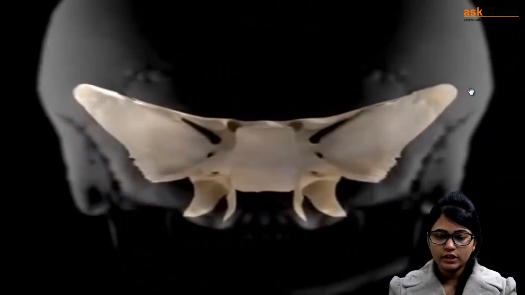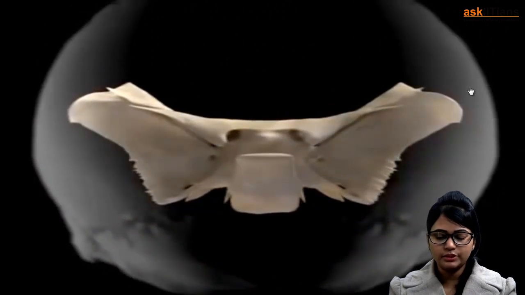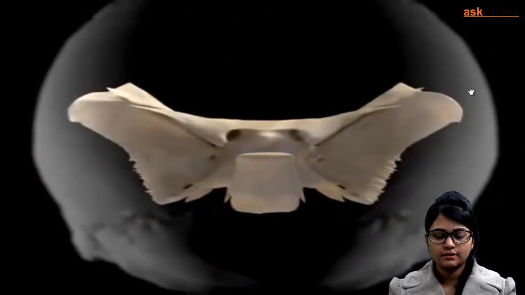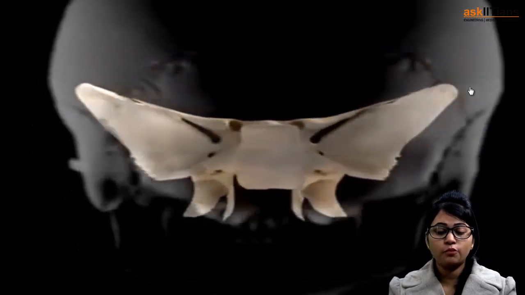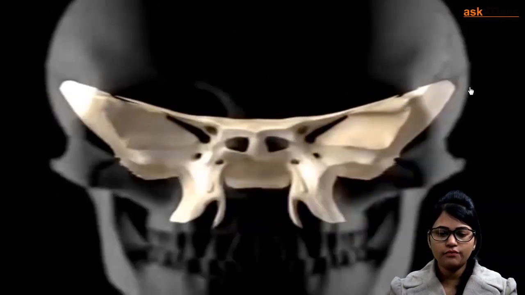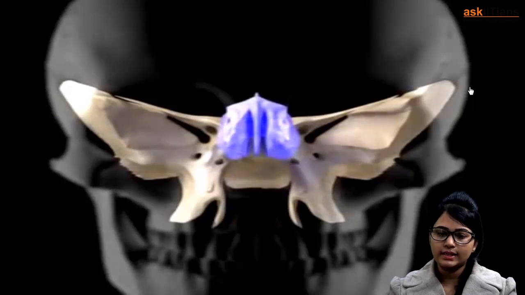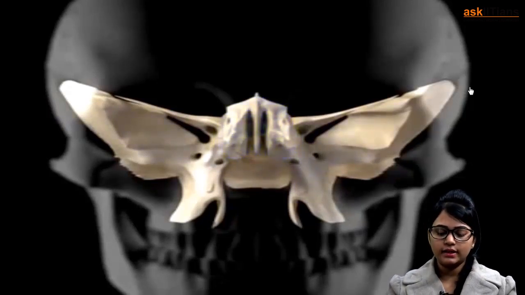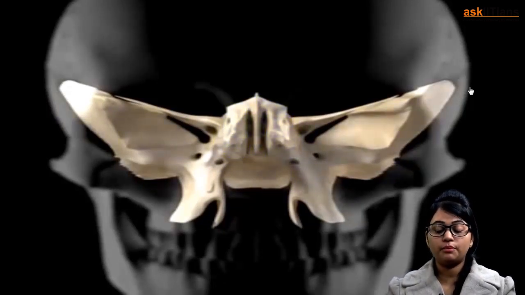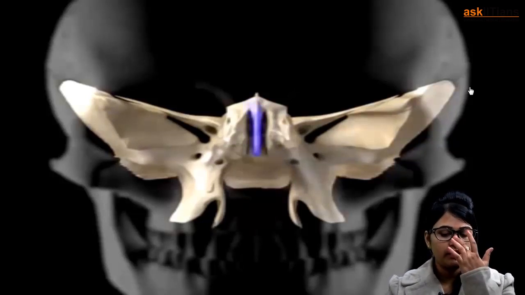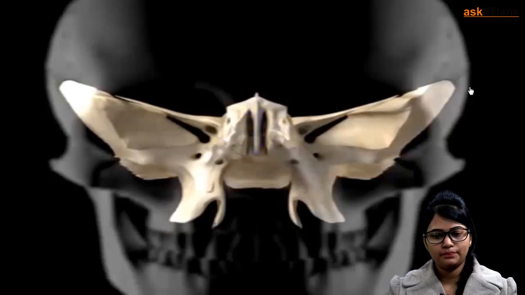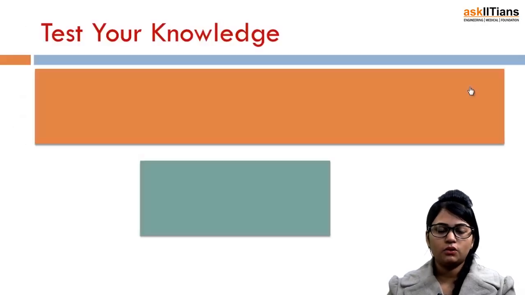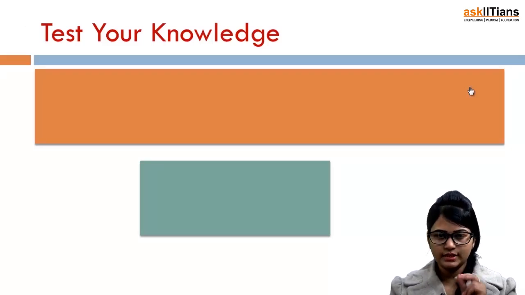The body of the sphenoid features depression known as sella turcica, which houses the pituitary gland. Located between the orbits, the ethmoid bone makes up a portion of the cranial floor and the roof of the nasal cavity. At an inferior projection, the perpendicular plate of the ethmoidal bone forms part of the nasal septum. Okay, so now we have seen the video, we have understood the concept in precise form.